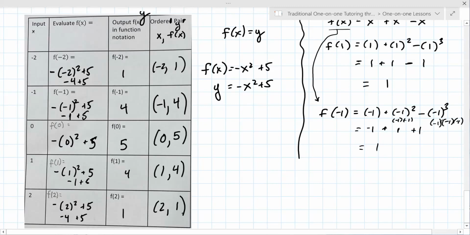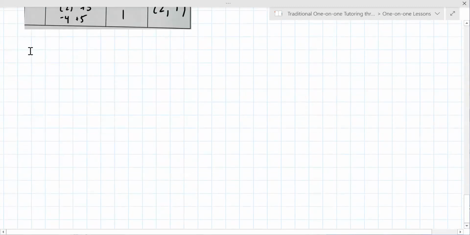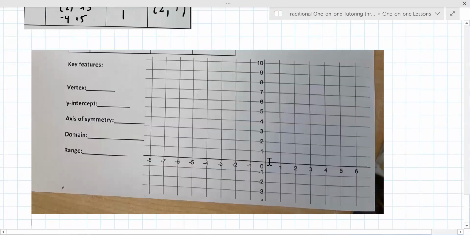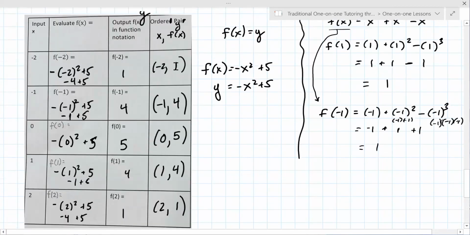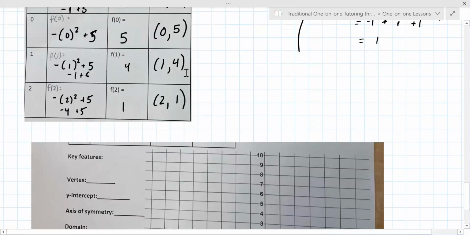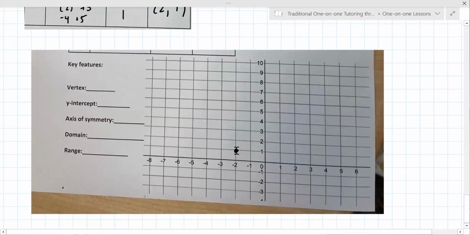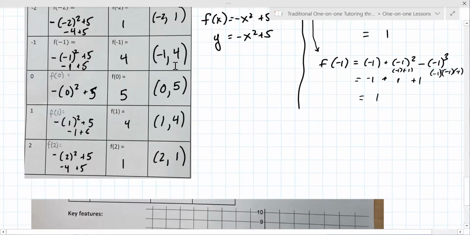Okay, so the next part of this is to graph it. Now, if you do it in these pieces like we've been doing, you have a chance here. So let me snip in the graph here. We'll do this stuff on the left later, but let's graph the points. We're going to graph minus 2 comma 1, minus 1 comma 4.